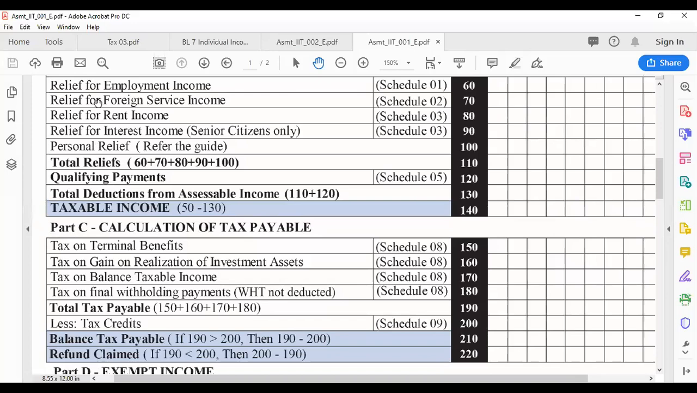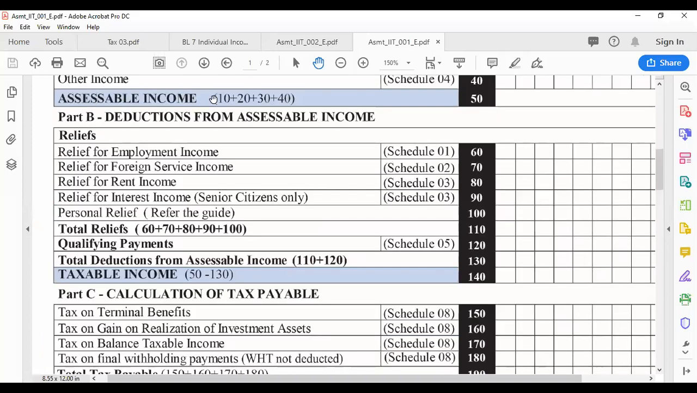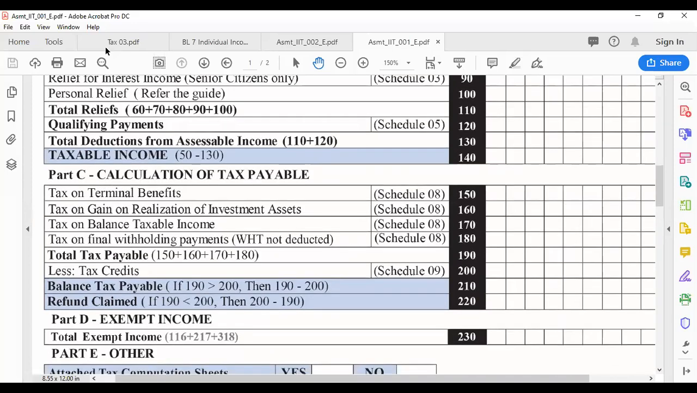So from assessable income, we can deduct reliefs and qualifying payment, that is equal to taxable income. Assessable income minus reliefs and qualifying payment equal taxable income.